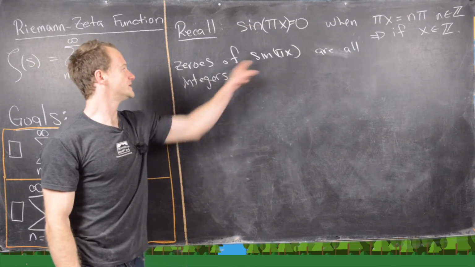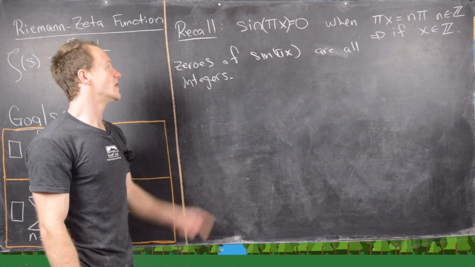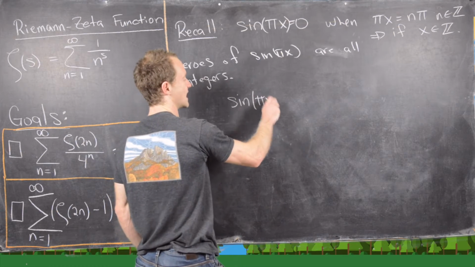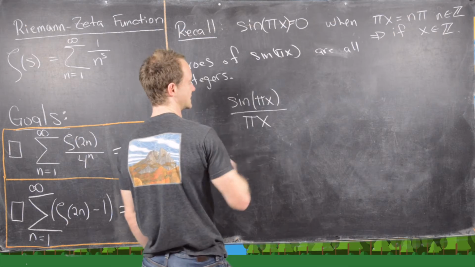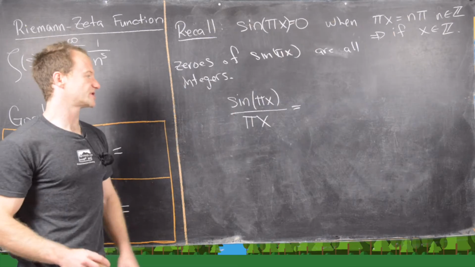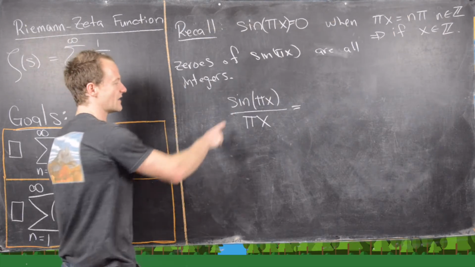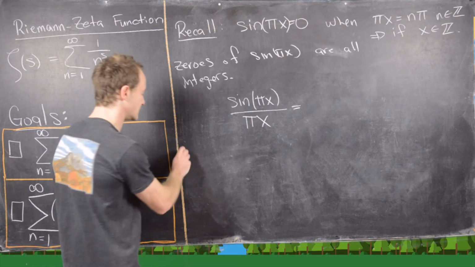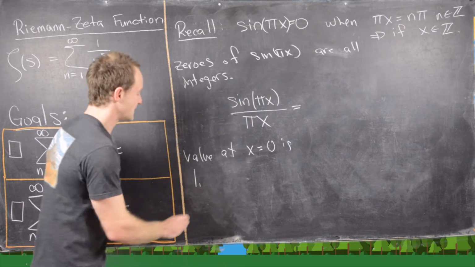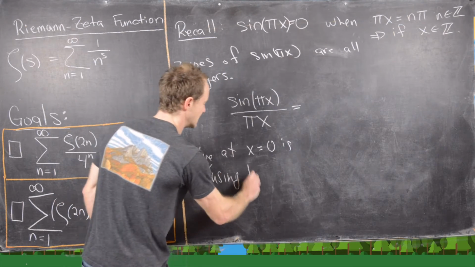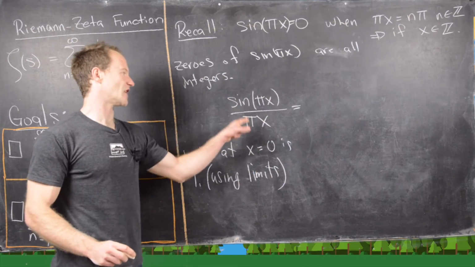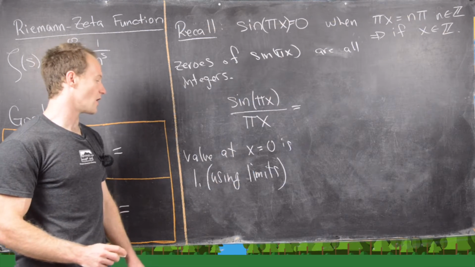Okay, so now we're going to use this fact in order to factor the roots from sine pi x. And we're actually not going to work with sine pi x. We're going to work with sine pi x divided by pi x. Now notice all of the roots of this function are the integers except for 0. We can say that the value of this at x equals 0 is 1, and we can do that using limits. It's easy to see that the limit of this object as x approaches 0 is 1.